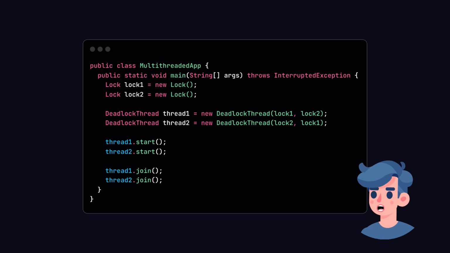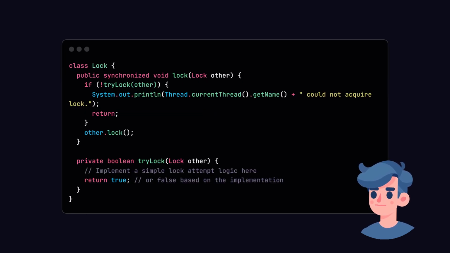Let's modify the main method to demonstrate the deadlock. We will create two instances of the lock class and start two deadlock threads that will operate on these locks. When you run this application, you may notice that it never completes. This is because the two threads are deadlocked.